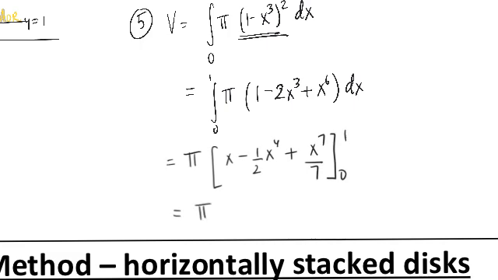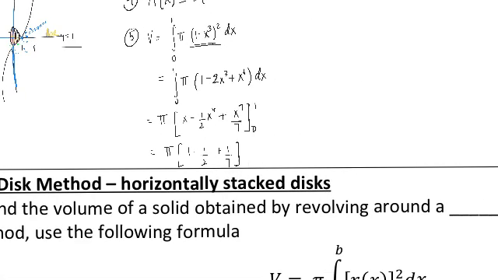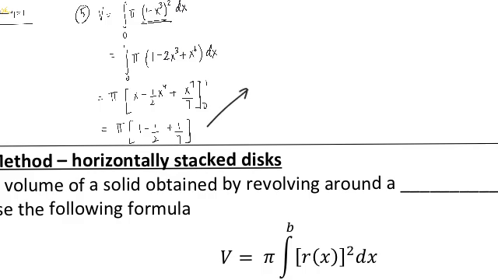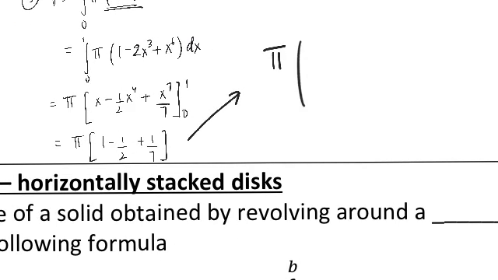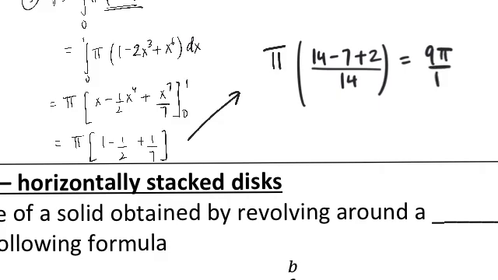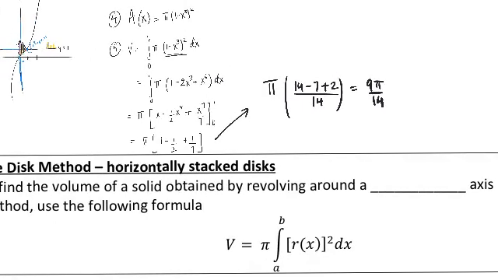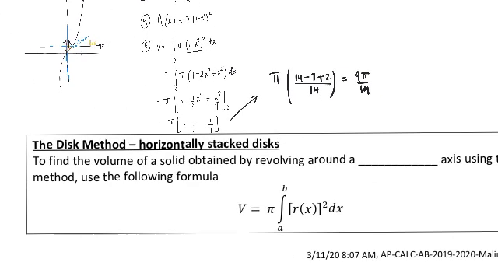And so the bottom will all be 0, and the top is 1 minus 1/2 plus 1/7. And that, if we put it over a common denominator of 14, gives us pi times (14 minus 7 plus 2) over 14, which is 9 pi over 14. So that is the volume of that particular solid.